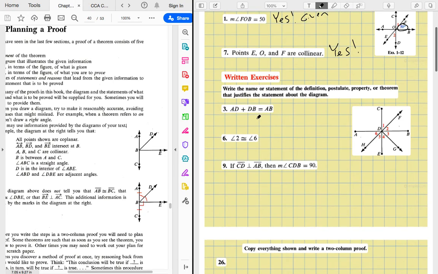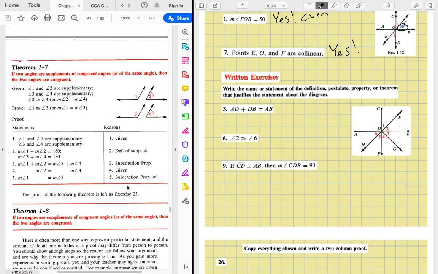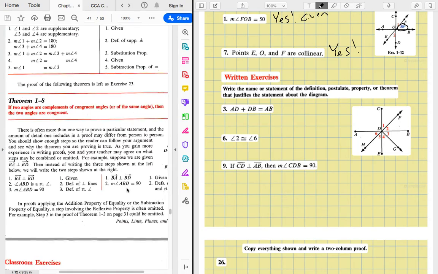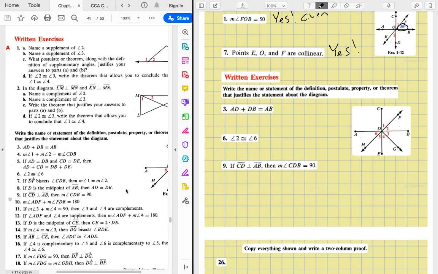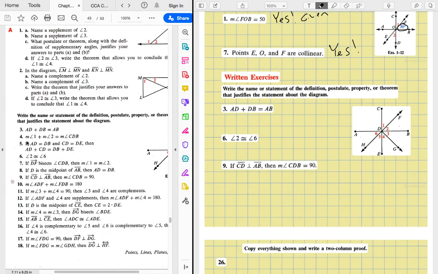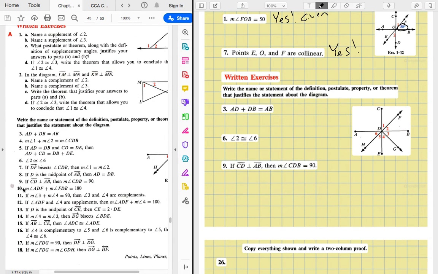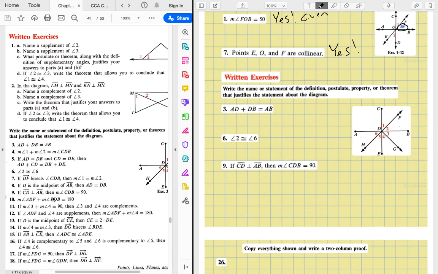We got here written exercises. What we have to do now is write the name or statement of the definition, postulate, property, or theorem that justifies the statement about the diagram. Yes, this is what these early chapters are all about. Check it out here. I didn't give you all of them, I just gave you 3 through 9. I wish I gave all of them to you. But anyways, we're going to do 3 of these, so we'll do about half of the ones that you have to do here.